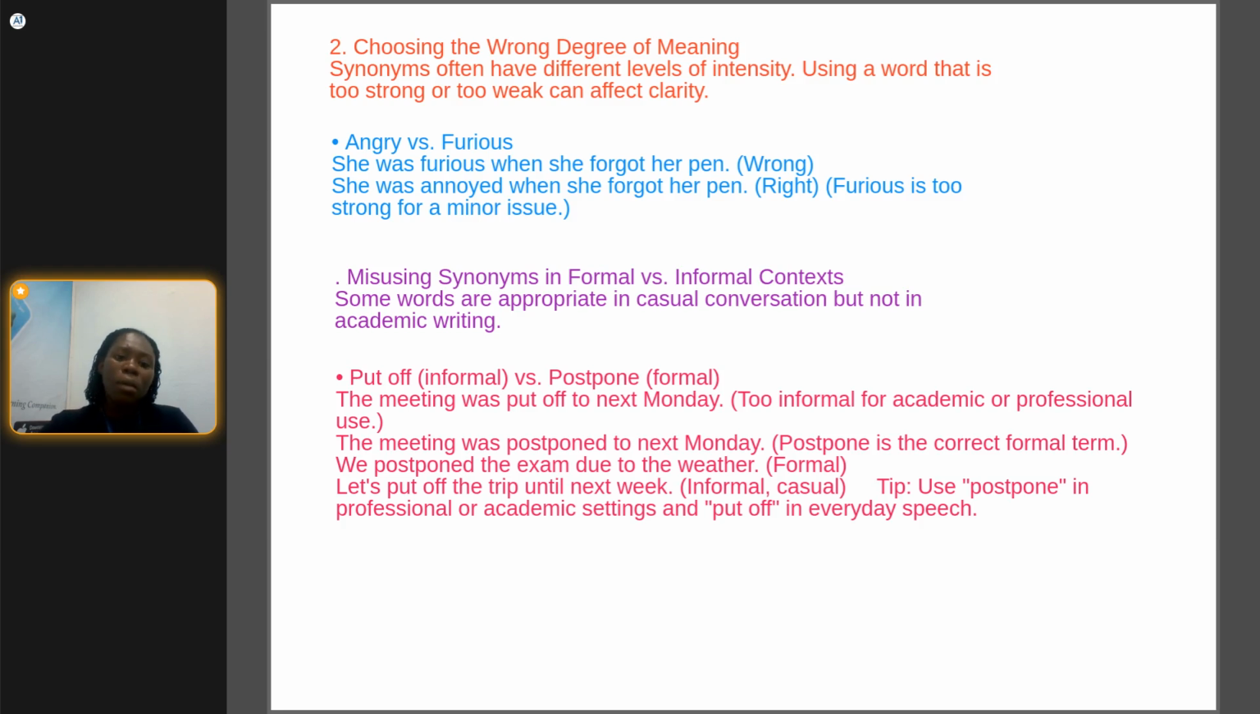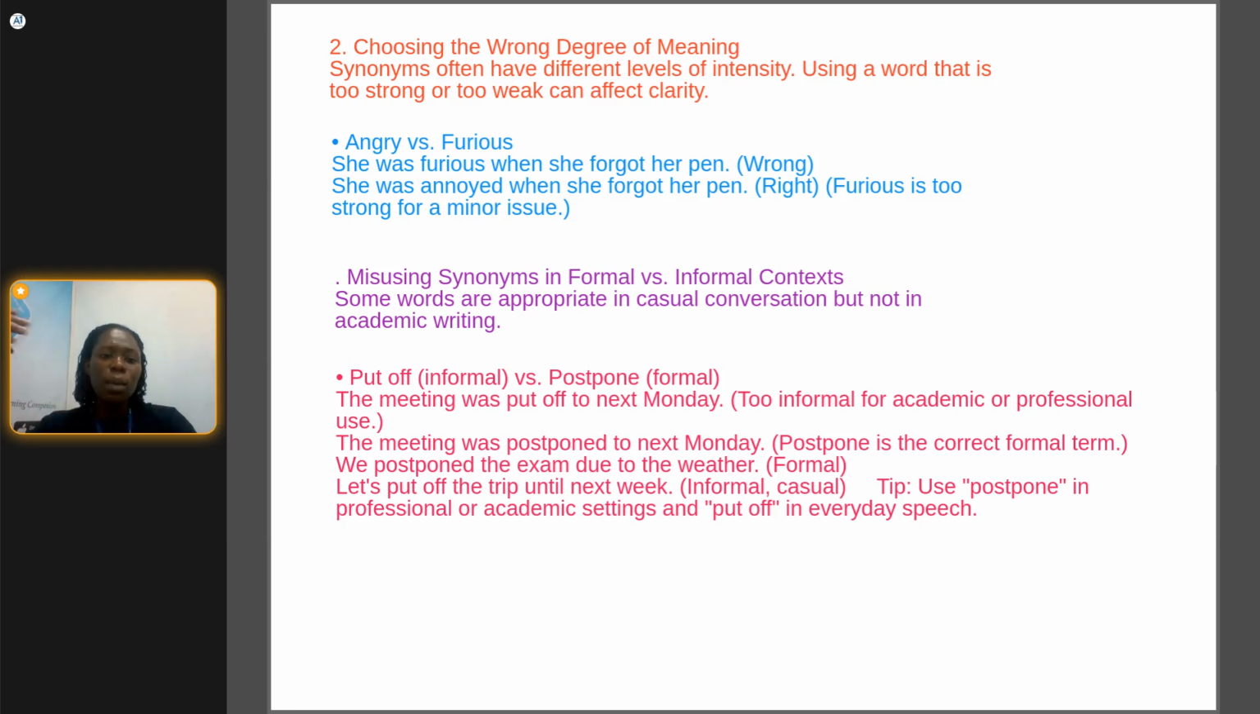Put off is informal, what postpone is formal. Now look at these sentences. The meeting was put off to next Monday.